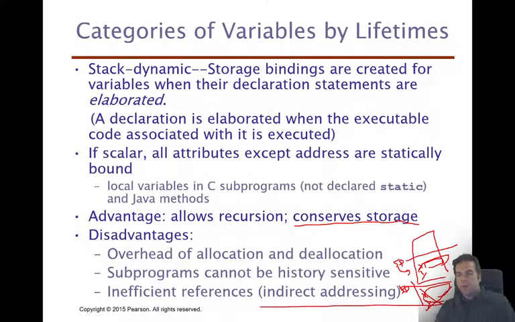Again, you have to use indirect addressing to figure out the memory address of a local variable x. And if it's not declared static, then your subprogram won't be history sensitive. Again, that's a pretty weak disadvantage because you can record the history by passing parameters, or in object-oriented programs, you can record the history as an object attribute, which is really just passing it as a parameter.